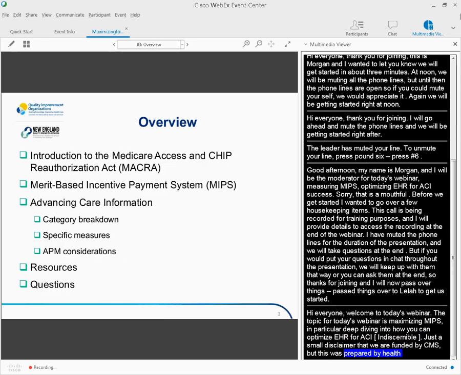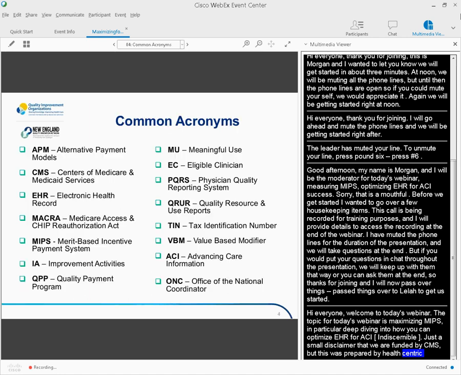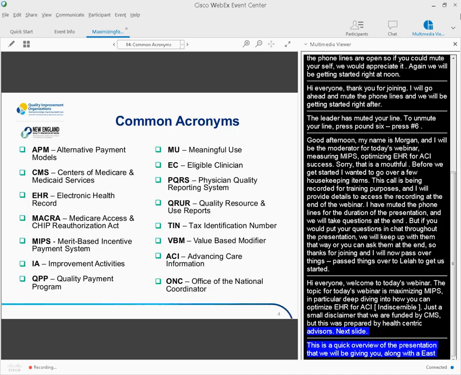Next slide. This is a quick overview of the presentation. First, we'll be giving you a brief introduction about MACRA, and then a little more detail about the payment track, and then deep diving into advancing care information and the specifics of it. And then we'll also be talking about the resources available to you and eventually opening it up for questions.